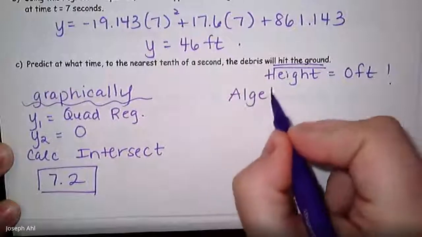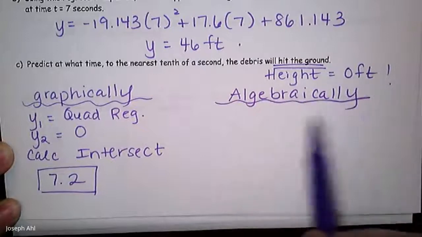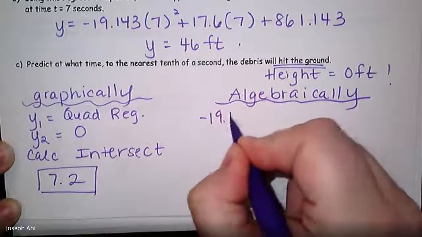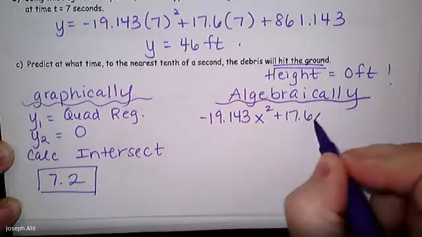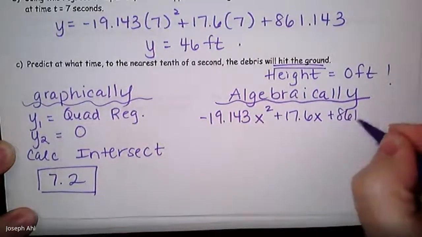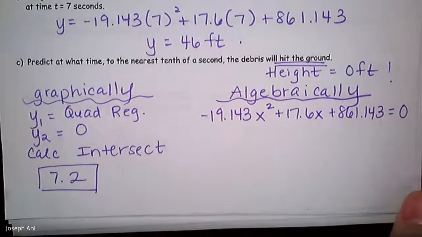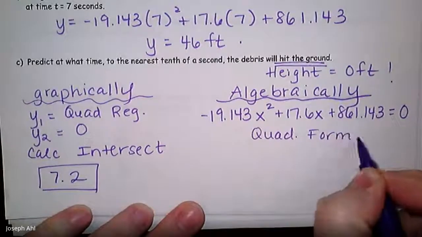Let's talk about a way that I'm also hoping you're fairly confident with, although I know the default might be to do it graphically. If I were to do this algebraically, I would have to take the equation negative 19.143x squared plus 17.6x plus 861.143 and set that equal to 0. And I'm really hoping you're not going to sit here and try some sort of factoring or even think about completing the square. I mean, what a mess that would look like. So I'm really hoping you would default in this case algebraically to using the quadratic formula.